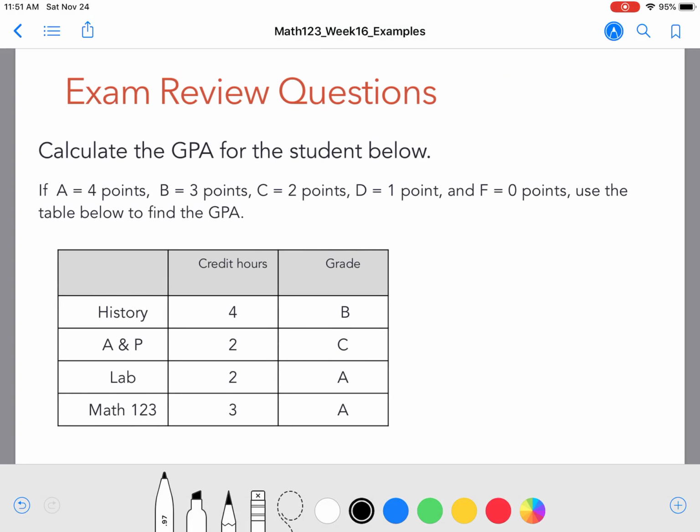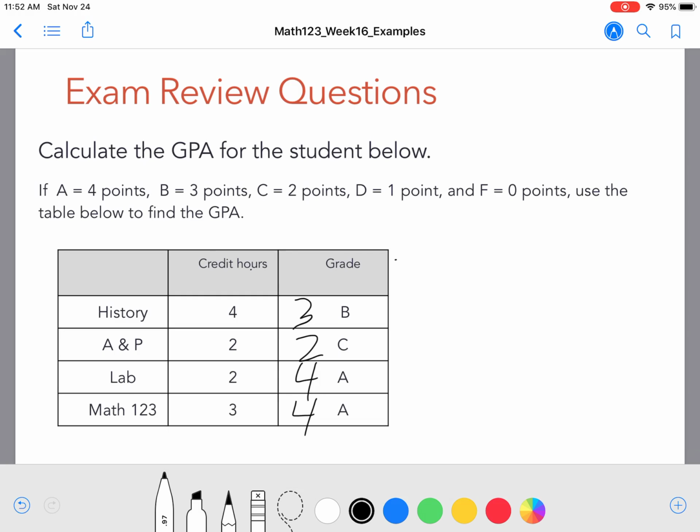All right, so this one's a GPA calculation. So what we have here is 4 different classes that someone is taking, and then we have their credit hours, and then their actual grade. So what we're going to do is, we can't multiply 4 times B and 2 times C. So we need to put a number with this grade. So B is actually 3 points, so I'm just going to write a 3 there. A C is 2 points, an A is 4 points, A is 4 points.